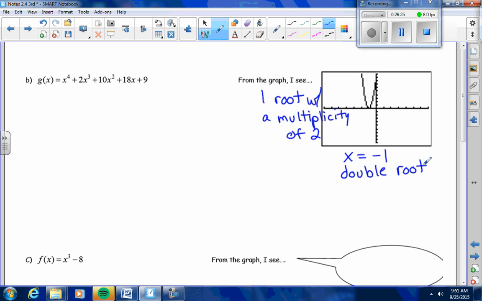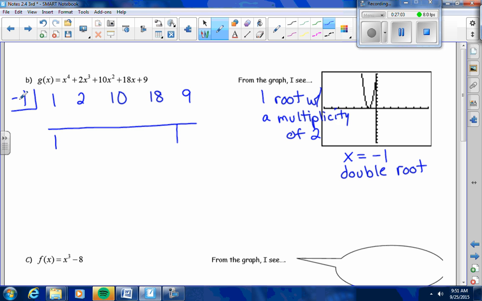Okay. So let's go do our synthetic division. It's an x to the 4th polynomial. Is every power of x in descending order accounted for? Yes. So let's write out our coefficients. 1, 2, 10, 18, and 9. In the box in front, I am testing the root, -1. Okay, let's do our synthetic division. Bring down the 1.